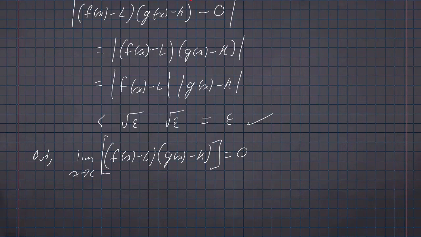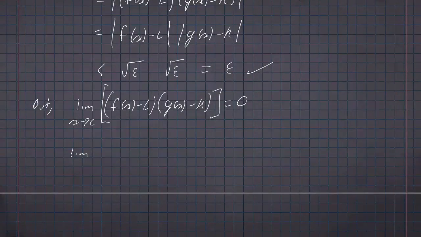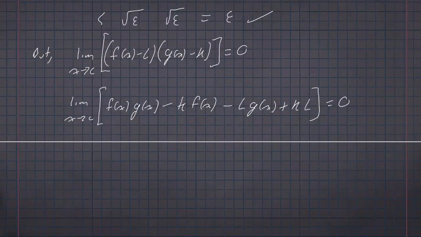But I can multiply that stuff out. This is where the proof gets really fun. If I multiply all of that out, I get that we're looking at the limit as x goes to c of f of x times g of x minus k times f of x minus L times g of x plus k times L. And I know that that has to be equal to 0.